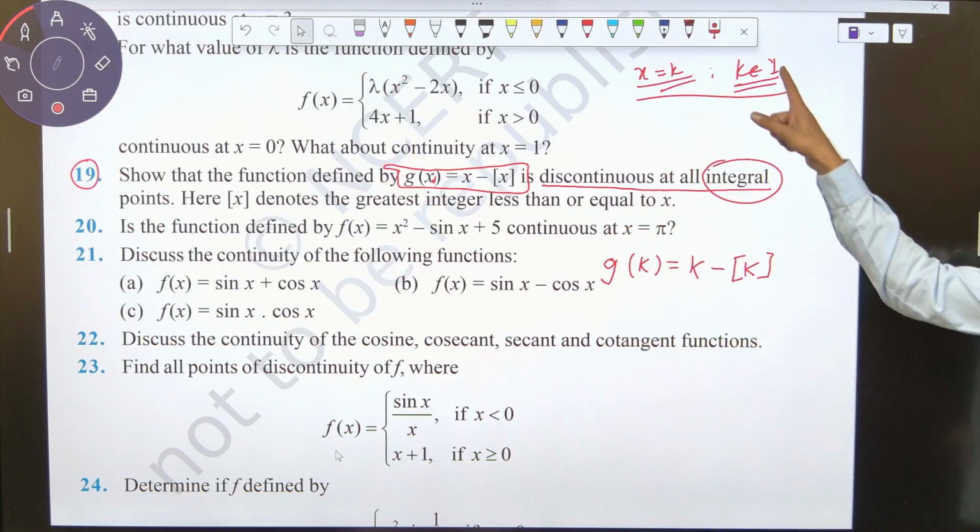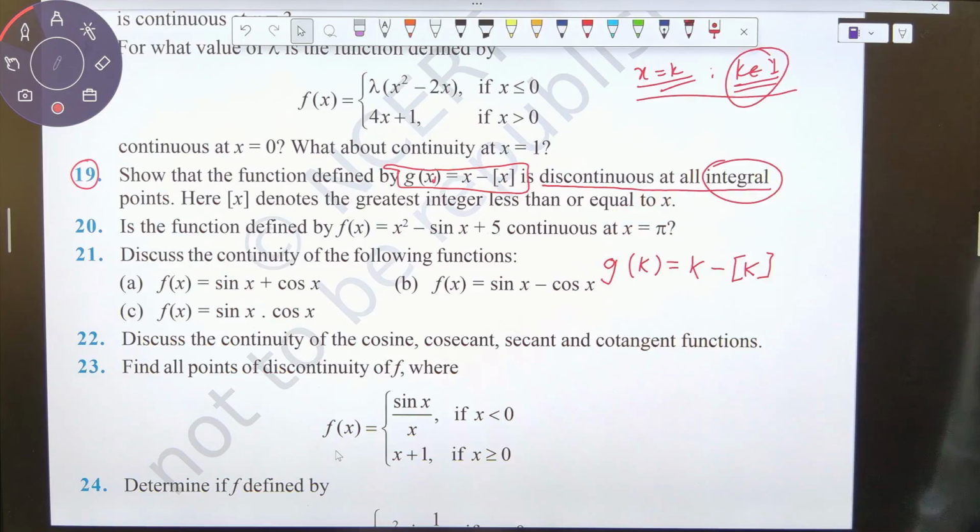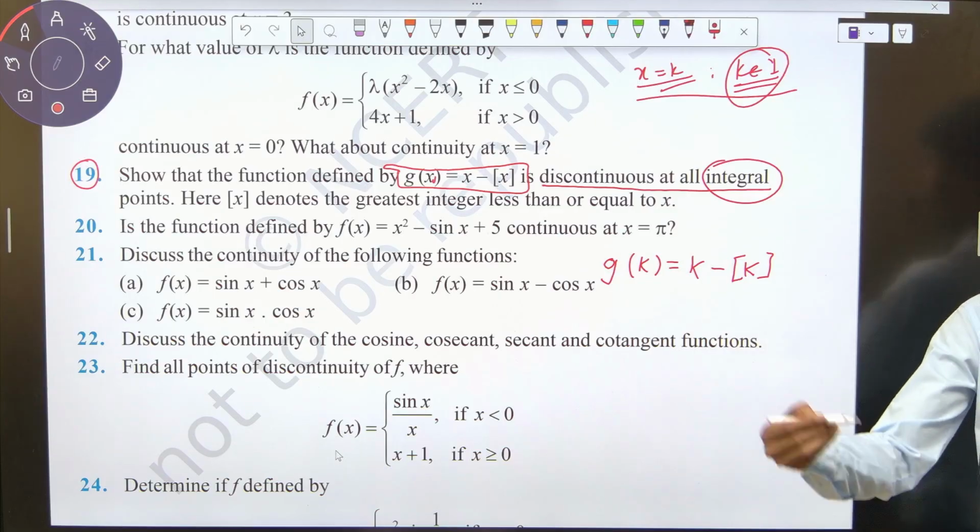Integer. So I gave one definition here, k is an integer. Now I am doing the question. I will find f of k plus, f of k minus. So f of k means like f of 2, f of 3, f of 4, f of 5, like that.